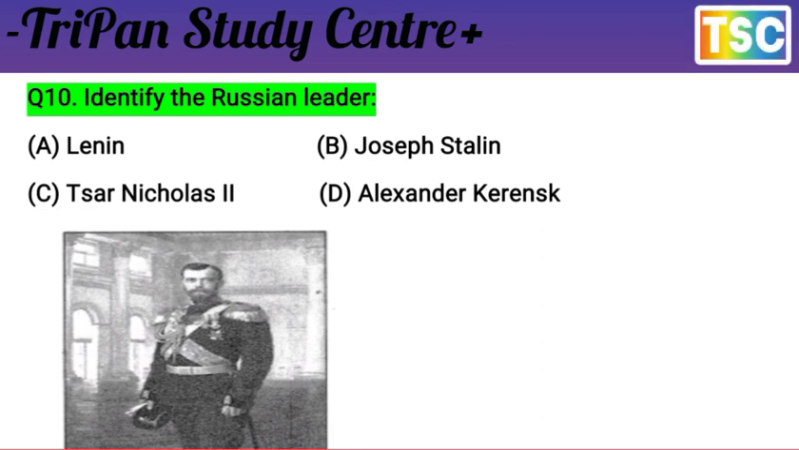Tsar Nicholas II was the last emperor of Russia, King of Poland, and Grand Duke of Finland, and he abdicated in 1917. That's important here. So option C is correct.